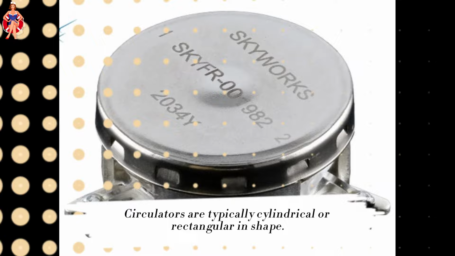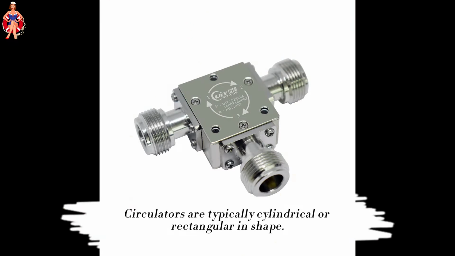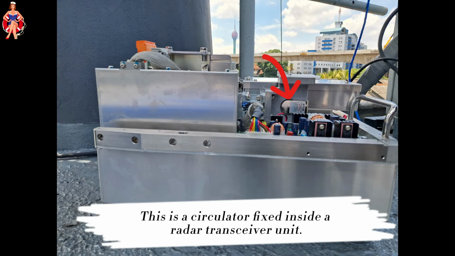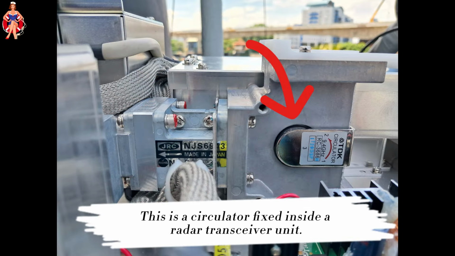In today's episode, we'll delve into the fascinating world of circulators used in radar transceiver units on ships. Circulators play a crucial role in directing the flow of radiofrequency signals. Imagine them as traffic controllers for radio waves. Circulators are typically cylindrical or rectangular in shape. This is a circulator fixed inside a radar transceiver unit.